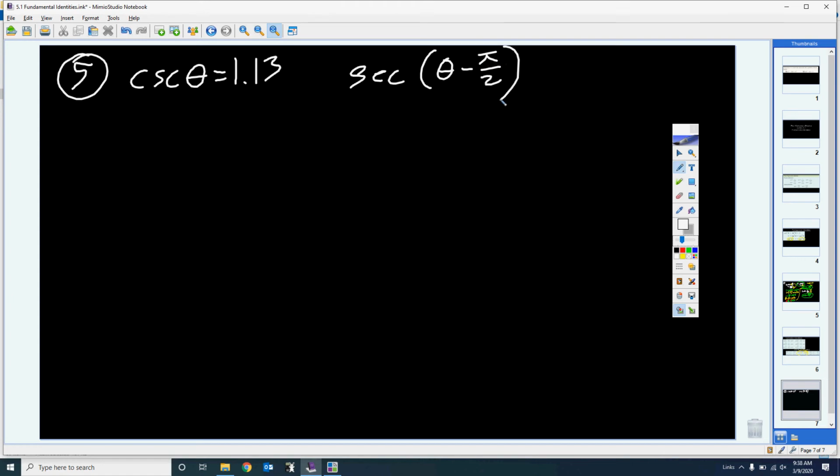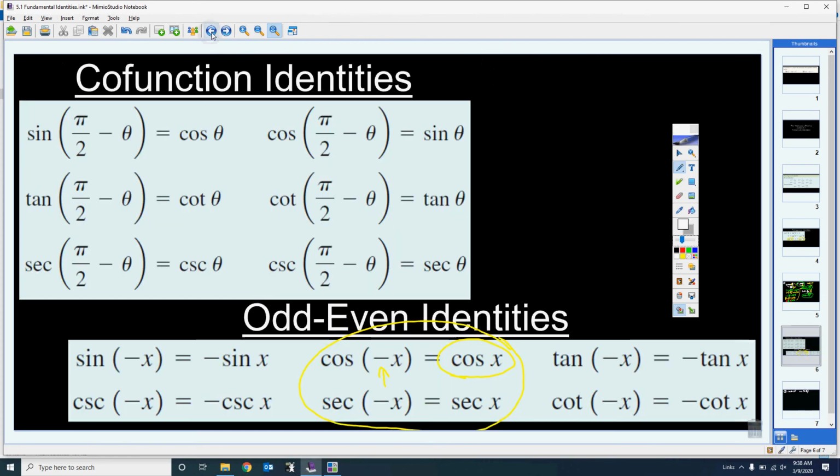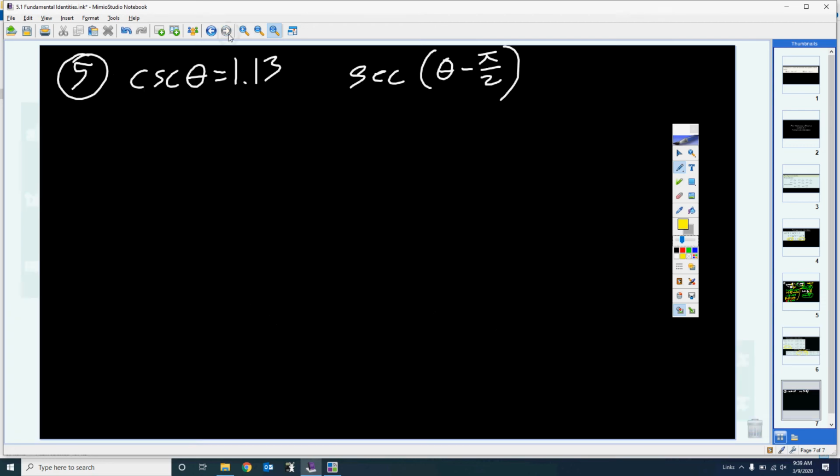Start with this one. I look at this one and I'm really tempted to say, oh yep, that's one of my identities, but it's not. It says secant of theta minus pi over 2. My identity says secant of pi over 2 minus theta. Well, that's different because it's subtraction. If it was addition, it would be the same, but it's subtraction, so it's different. So I need to switch those around.